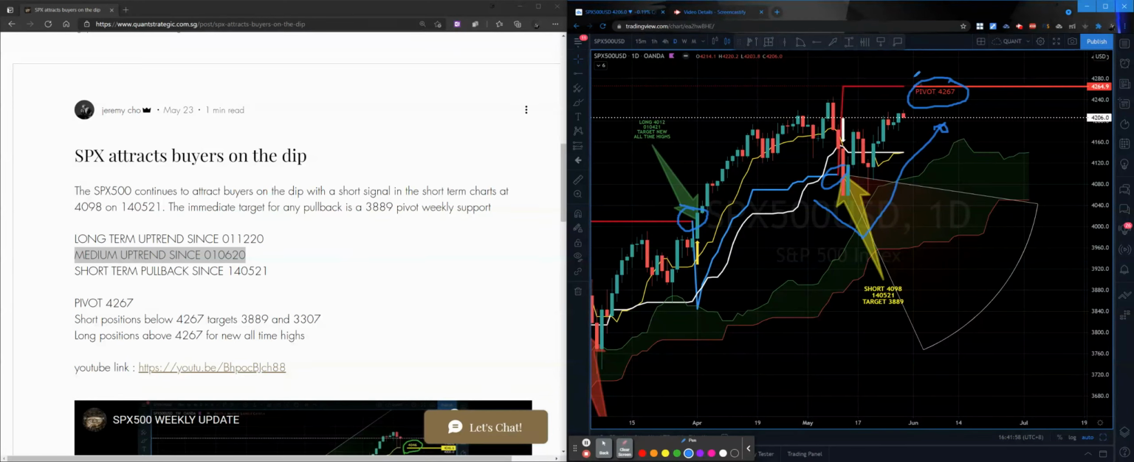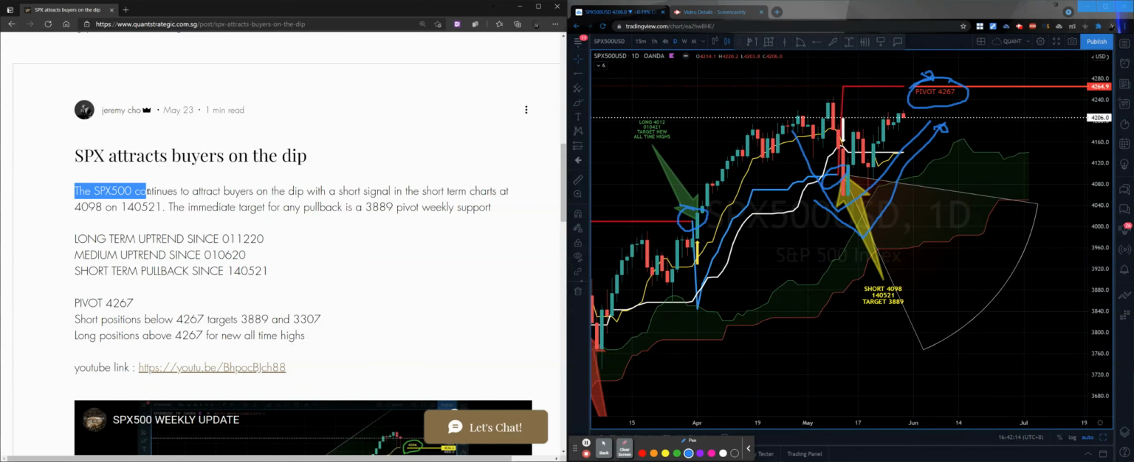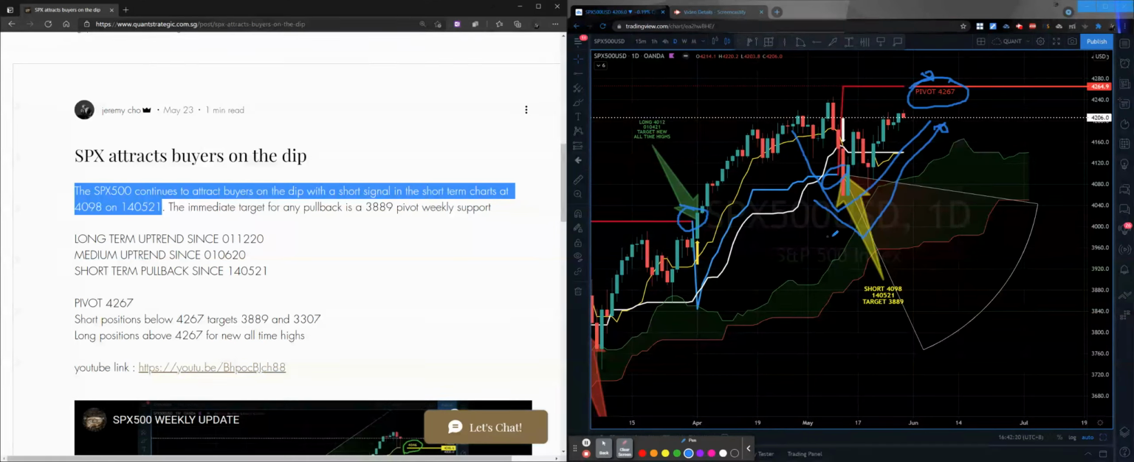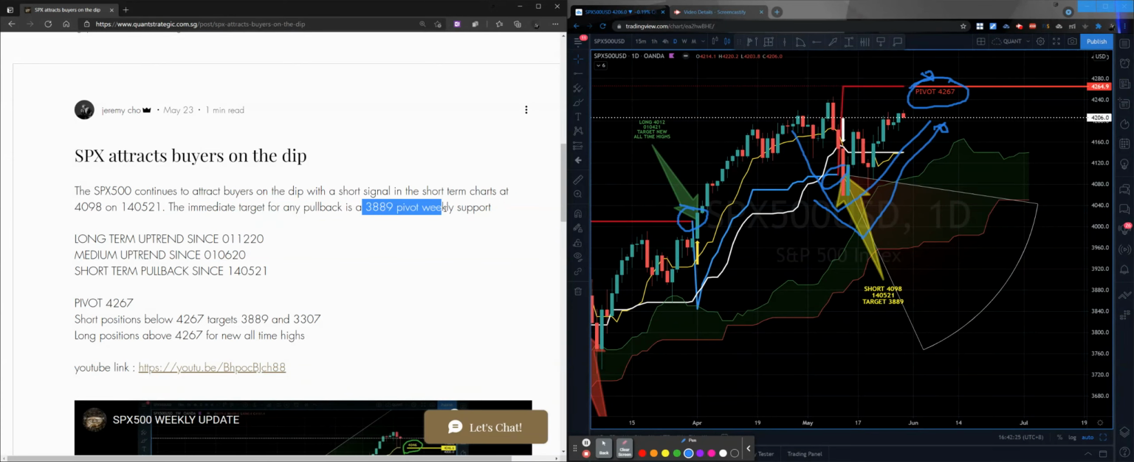Will we see this signal next week? We don't know. But what we do know is that this particular area is a pullback within a medium or longer term uptrend. And that's where I have the SPX continues to attract buyers on the dip, with a short signal at 4098 on the 14th of May. That's where I got my information from. Any pullback will be supported at 3889 on the pivot weekly support, which is also on the charts, right?